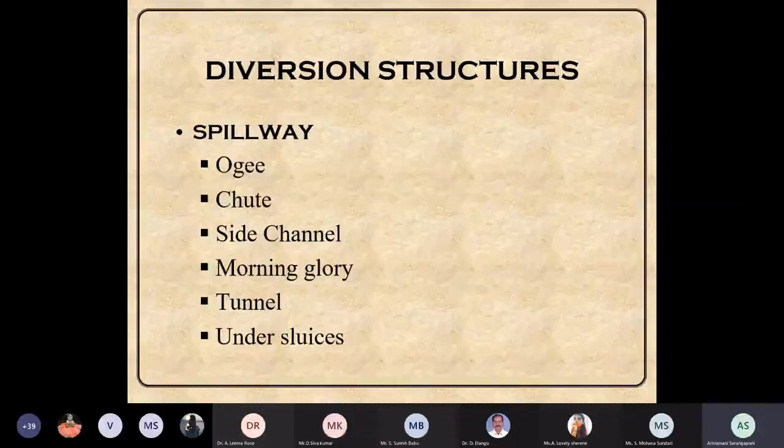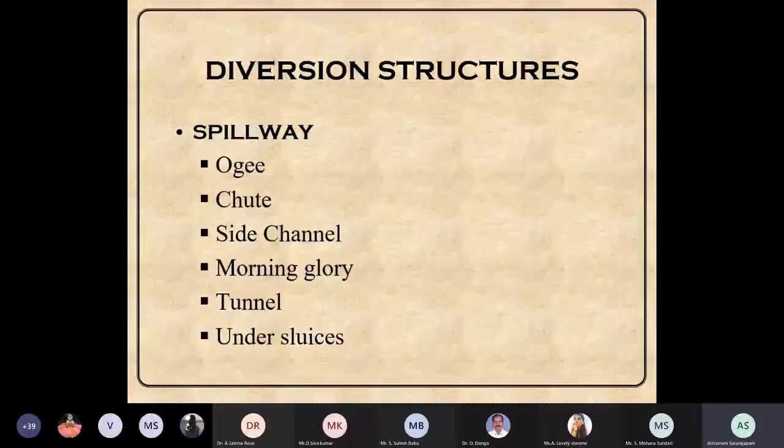So these are the types of spillway: Ogee, chute, side channel, morning glory, tunnel, and under sluice. These are all the types of spillway. I don't want to go into detail, that will bore you. So next will be the diversion structure, like energy dissipator. These all come under the dam only.